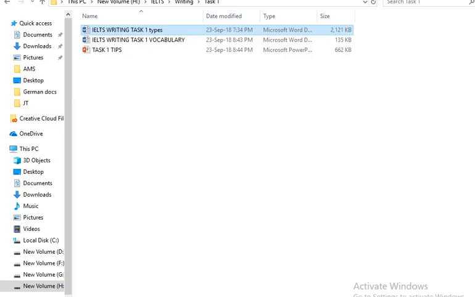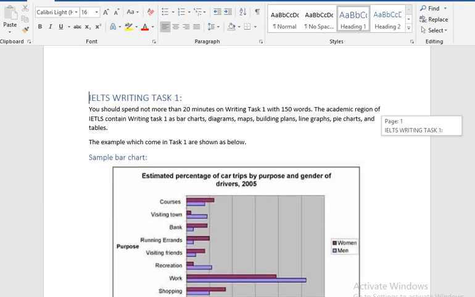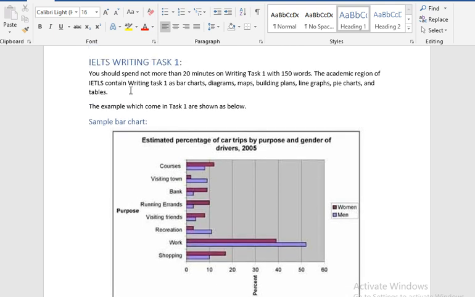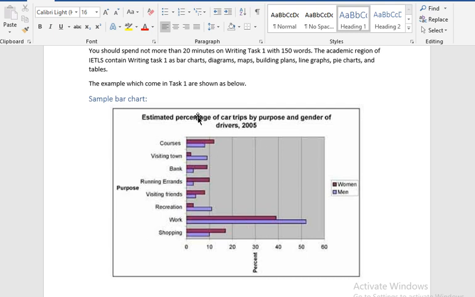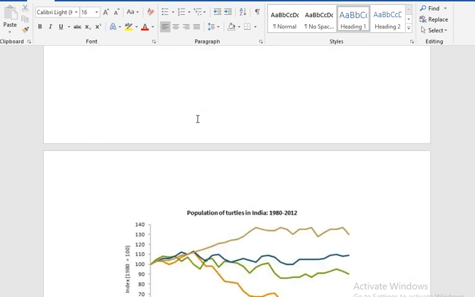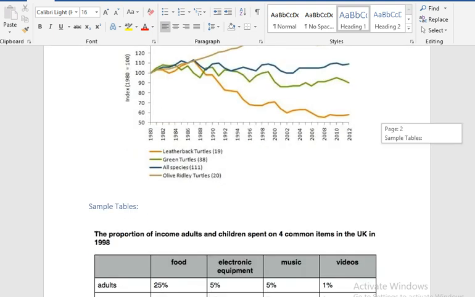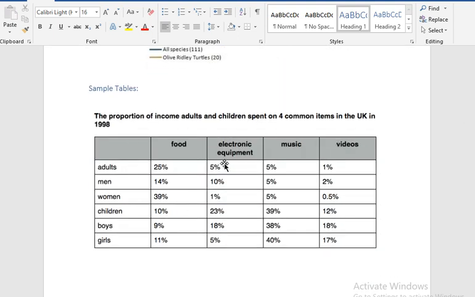So now, heading towards this, let me hop into it. This is task 1 example. You should spend not more than 20 minutes on writing task 1, with 150 words. The academic module of the IELTS contains writing task 1 as bar charts. Now this is a simple bar chart. This is the line graph, and these are the sample tables. For example, the proportion of income adults and children spent on 4 common items in the UK in 1998.